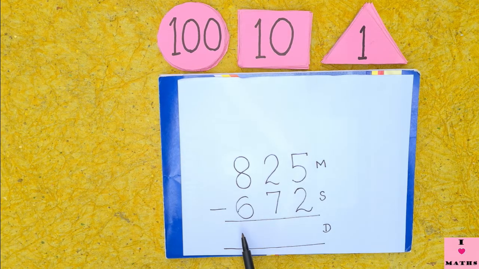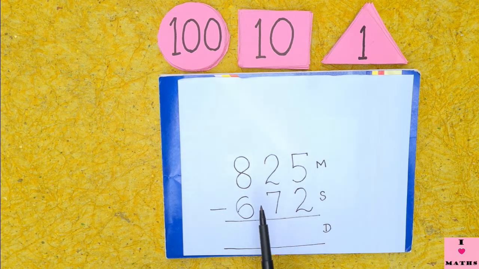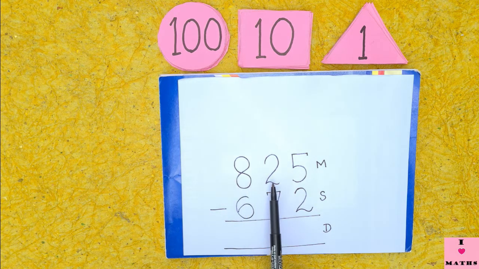In this sum, we have to subtract 672 from 825. Now 825 is the minuend, 672 is the subtrahend, and the answer which we will get will be the difference. First of all, I will make 825 from these cards.